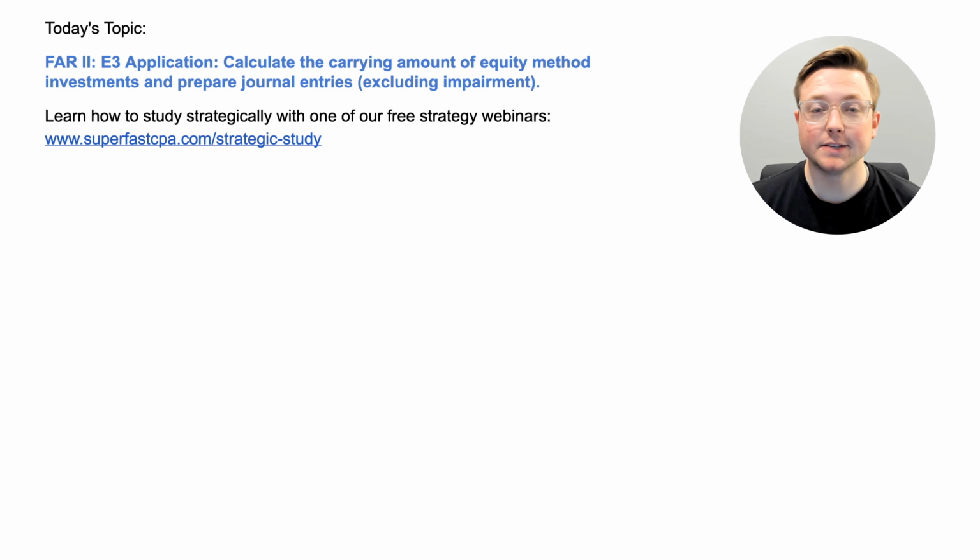I'm Logan, and in today's video, we're going to be going over FAR Area 2, Section E3, and this is an application topic. Calculate the carrying amount of equity method investments and prepare journal entries excluding impairment.